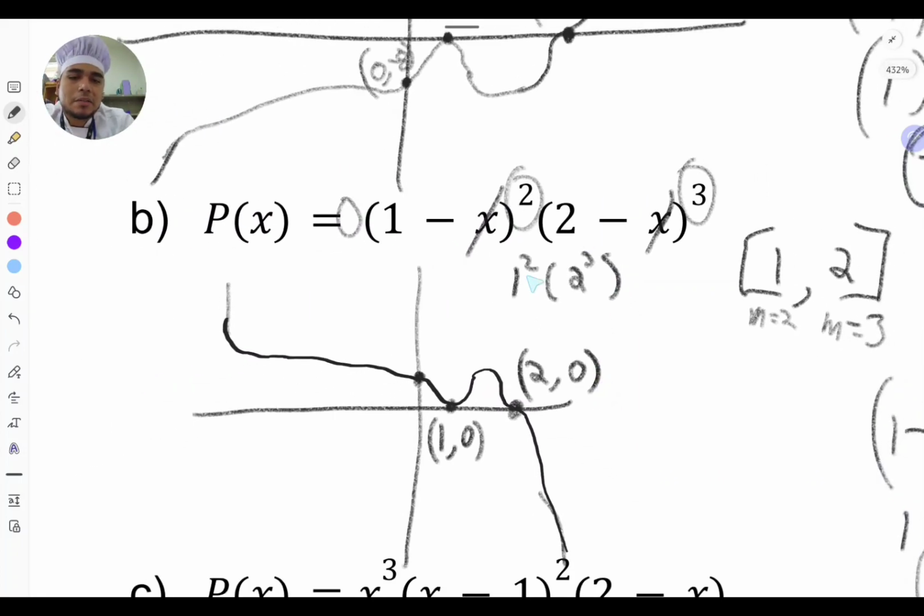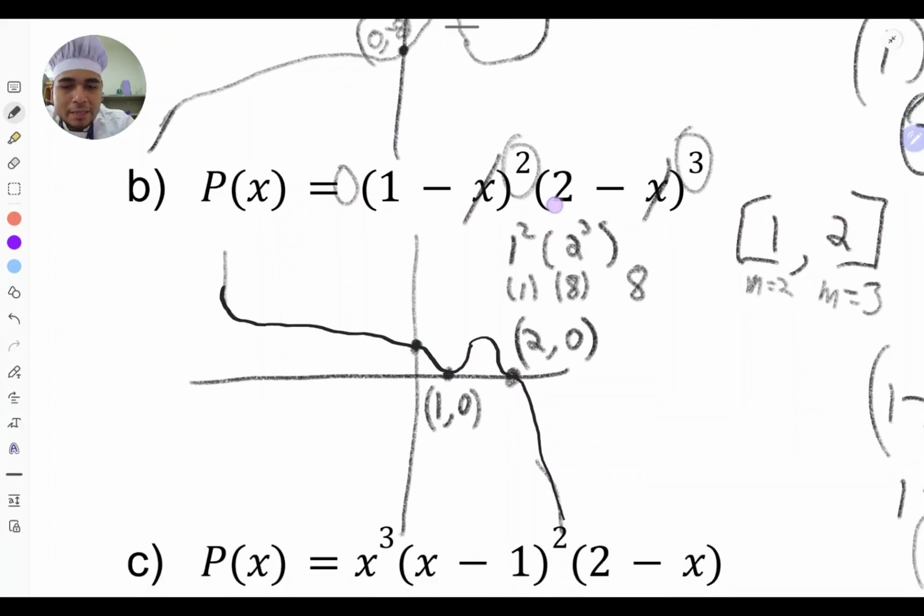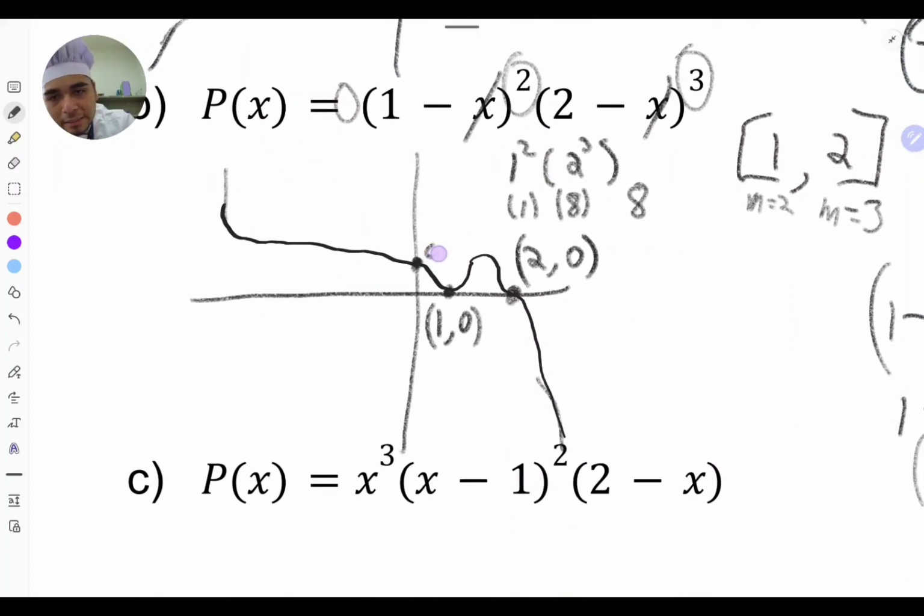And of course we know that 1 squared is 1, 2 cubed is 8, which means that when x is 0, y is positive 8. So up here, positive 8. Okay? So there we go. This is the location of 0 comma 8. And that is how you would get whole points on this graph.